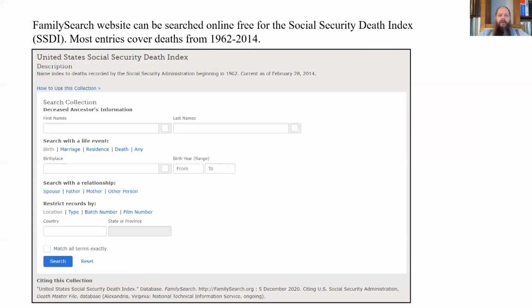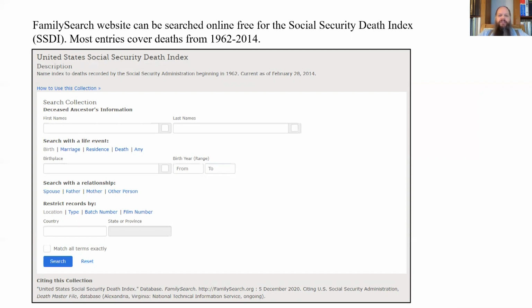With that said, the entries from FamilySearch don't quite stretch back as far as 1935. There are a handful that certainly do cover those years, but the bulk of their database covers 1962 to 2014.